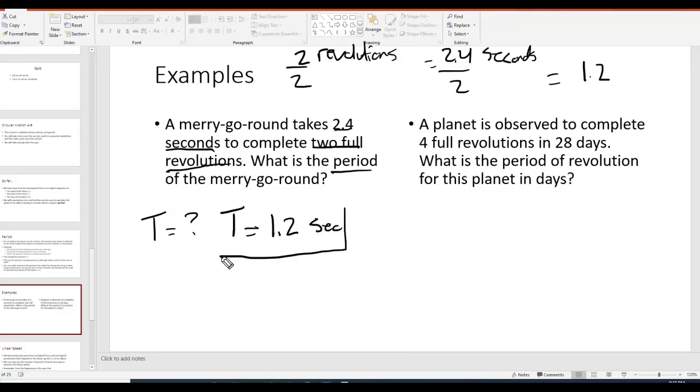And I would write the answer just like that. Now, if you don't know the definition of period, there's no possible way you can answer the question. So it's really important that you know what is meant by period.